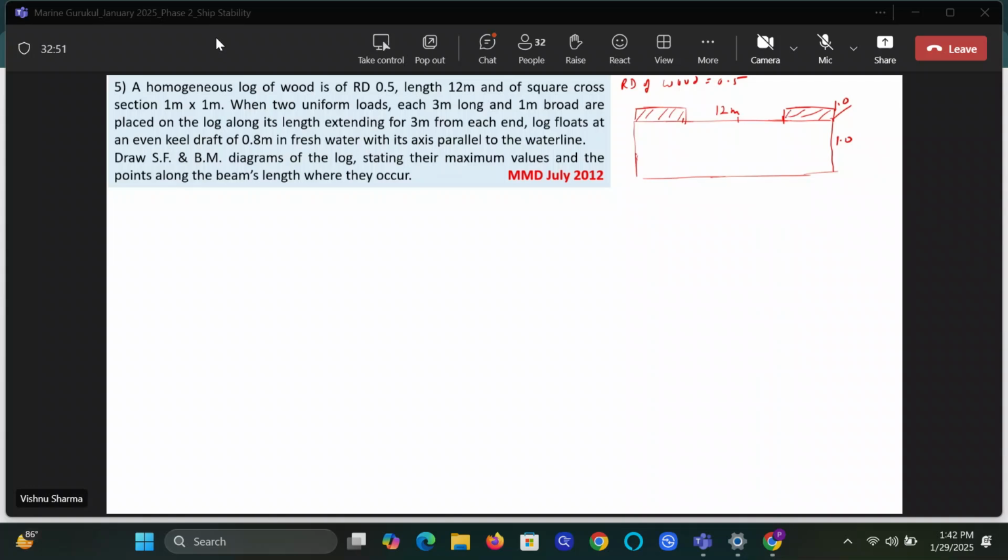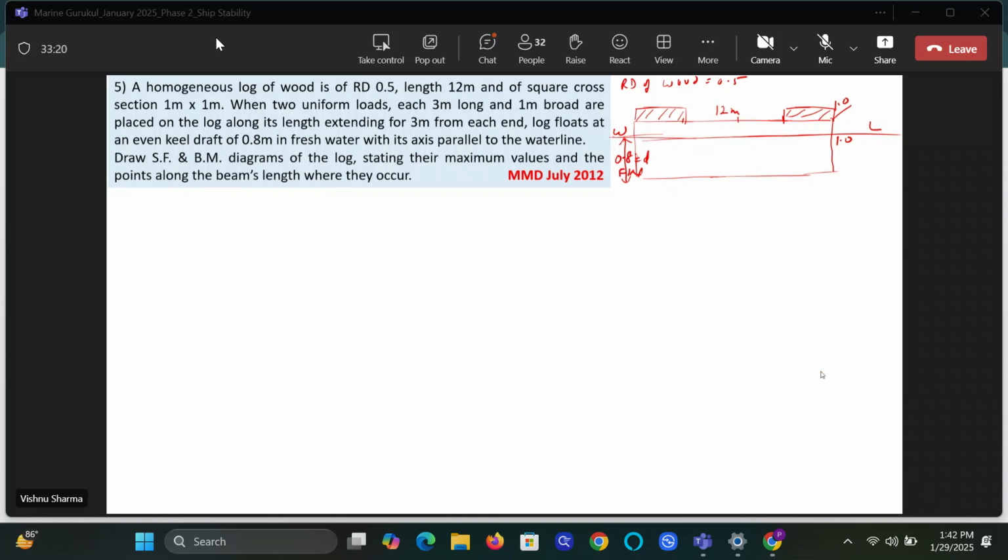Am I right, class? Yes or no? Yes, sir. With these loads in place, this log is floating at 0.8 meters draft, even keel, in fresh water. Have I read the question correctly, class? Yes or no? Correct, beta?